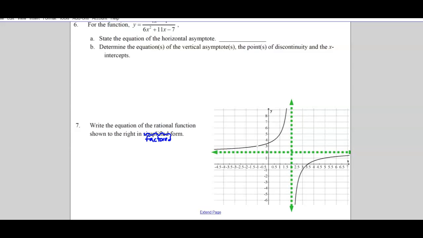So here, 3.5. When we show anything in factored form, we never use decimals. So this 3.5, what is that as a fraction? Let's go back a few years in time. 7 over 2.